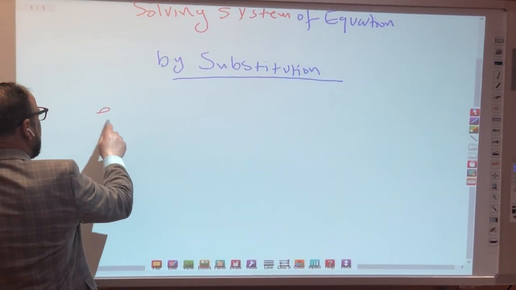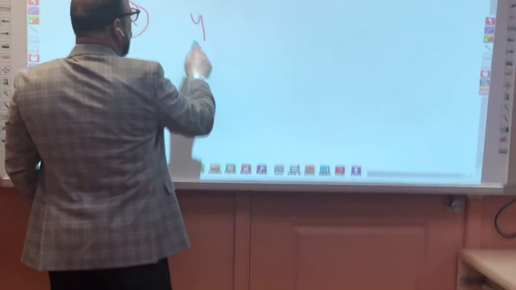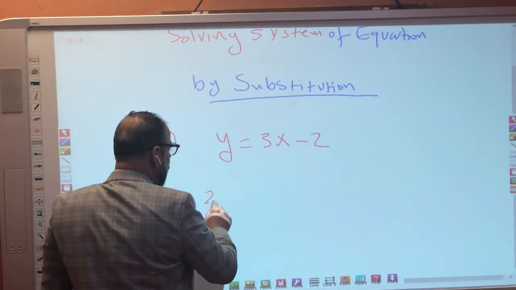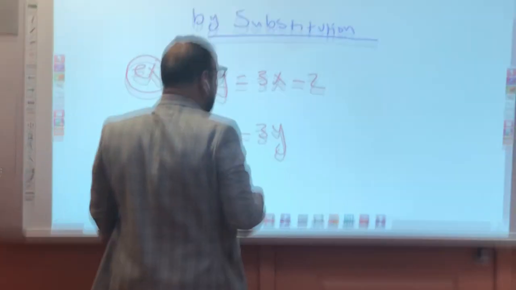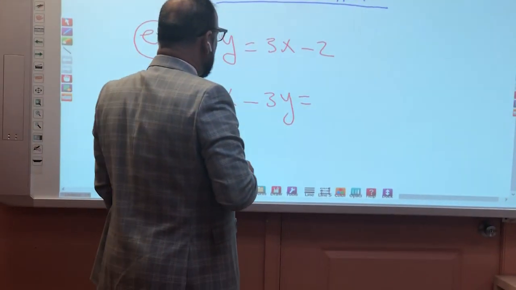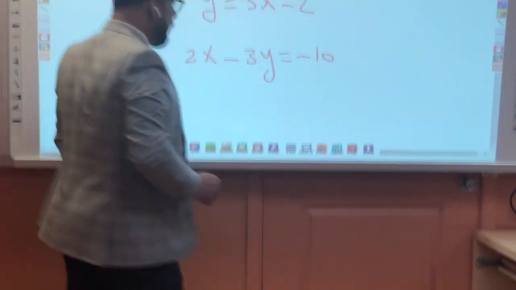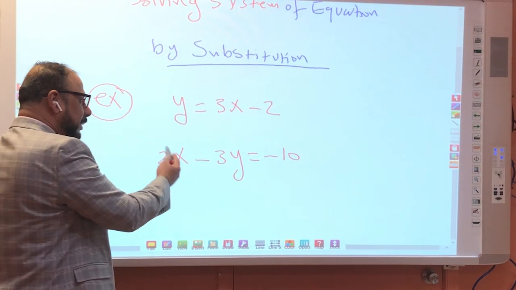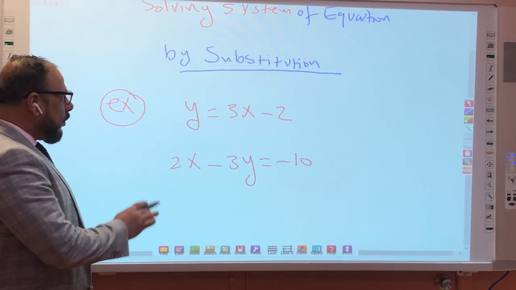Example. I'm going to start with an easy example. y equals 3x minus 2, and 2x minus 3y equals -10. Now we have a system of two linear equations. Last time I explained the elimination method. This is an easy example to solve by substitution.